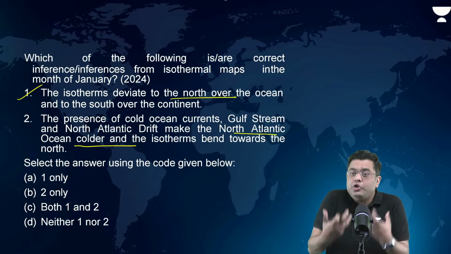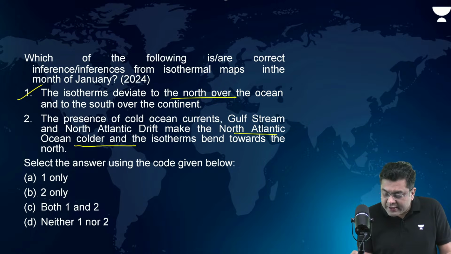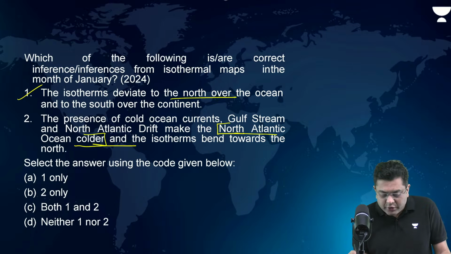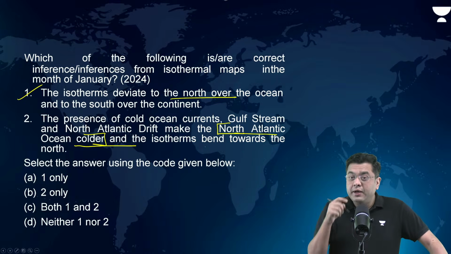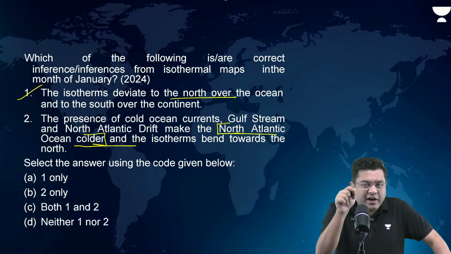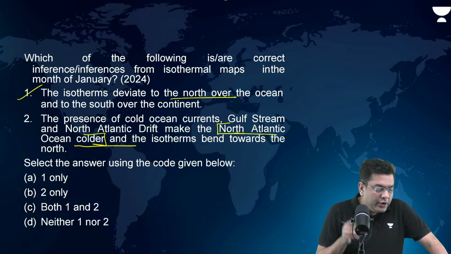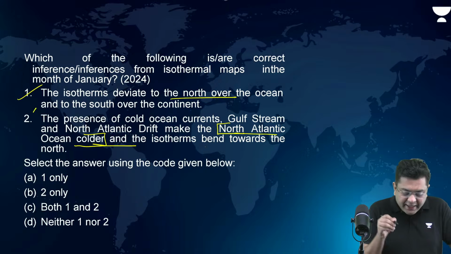Let's assume we did not know about the ocean current. Still, it says the North Atlantic Ocean is colder and the isotherms bend towards the north because it is colder. If the North Atlantic Ocean were colder, the isotherms would have bent southwards towards the equator and not northward. So this is basically incorrect.